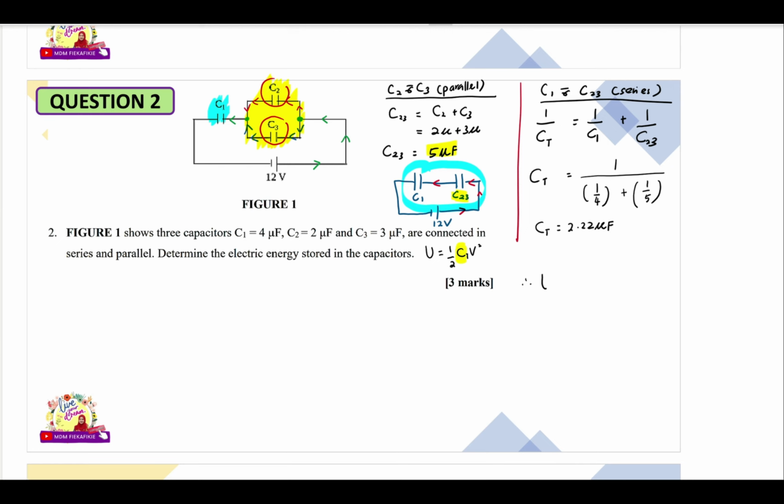Therefore, we can finally find U, electric energy stored, is half C total V squared, sebab kita dah ada nilai V tadi kan. So kita boleh kira terus 1 over 2, C total 2.22 micro. So V kita adalah 12. Okay. So kita akan dapatlah nilai dia. Berapa? 1.6 times 10 power of negative 4 joule. Okay. So this is the answer for question number 2. So let's proceed to question number 3.